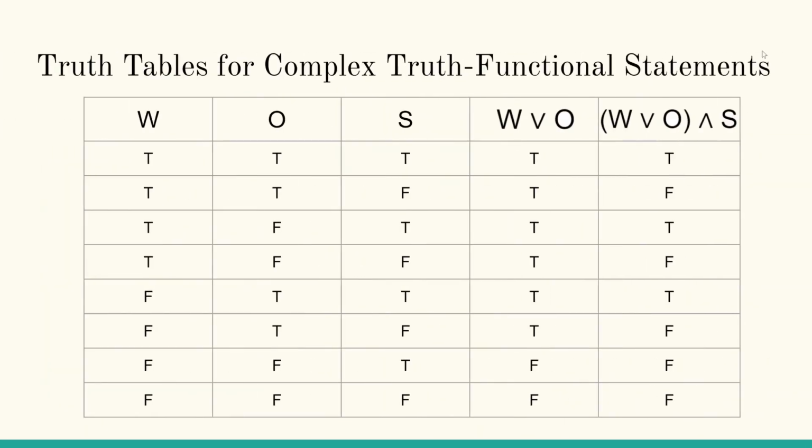To find the truth value for complex truth functional statements, we determine the value of pieces of the inference in order of operations. The value of the pieces are then used to determine the value of the whole.